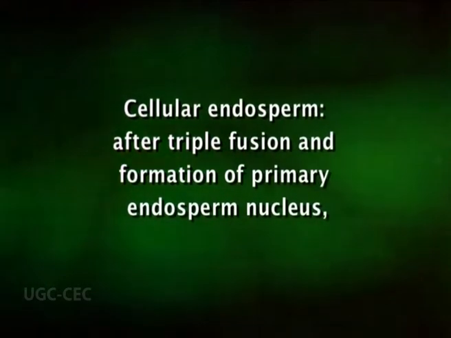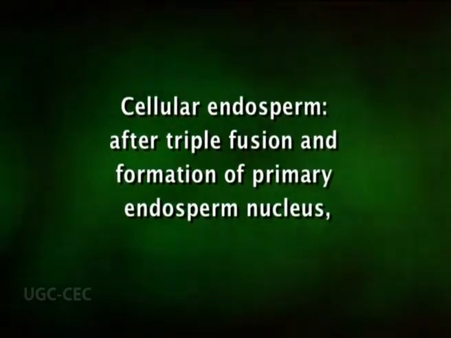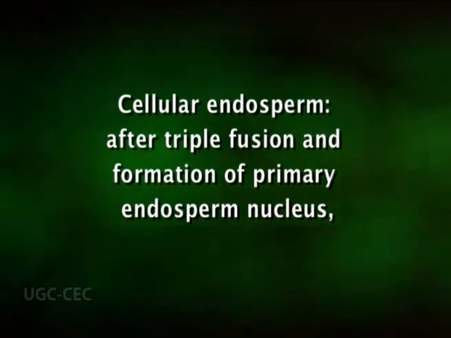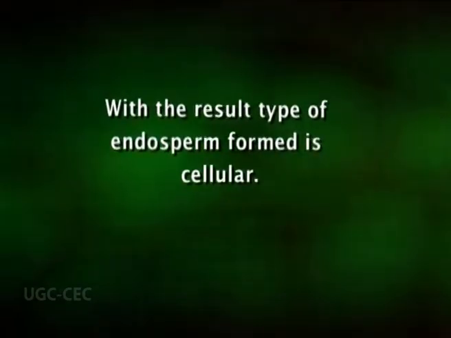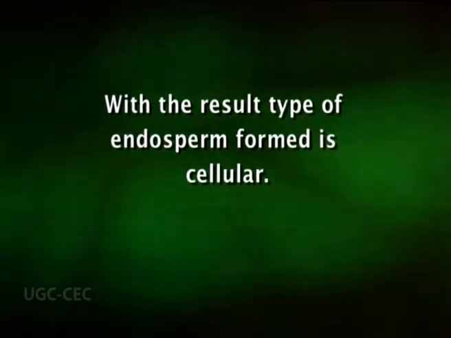In cellular endosperm, after triple fusion and formation of the primary endosperm nucleus, nuclear divisions are followed by wall formation. As a result, the type of endosperm formed is cellular.